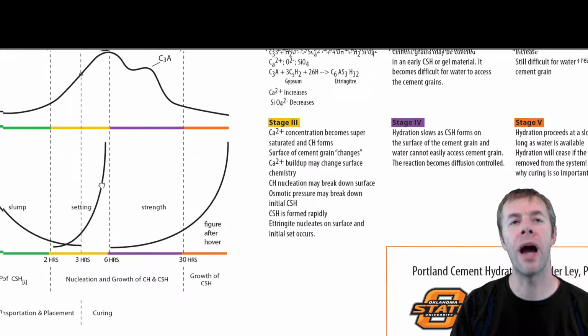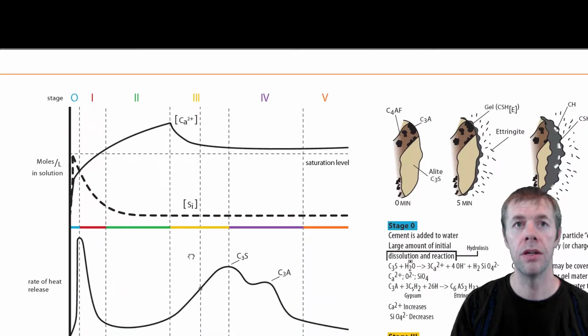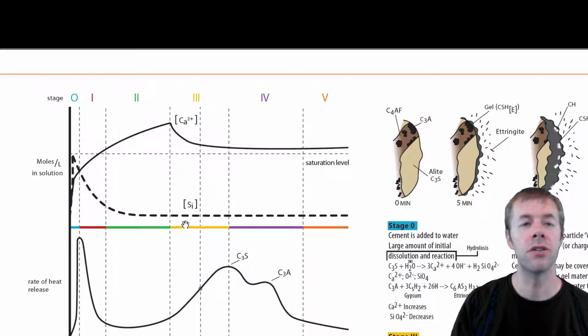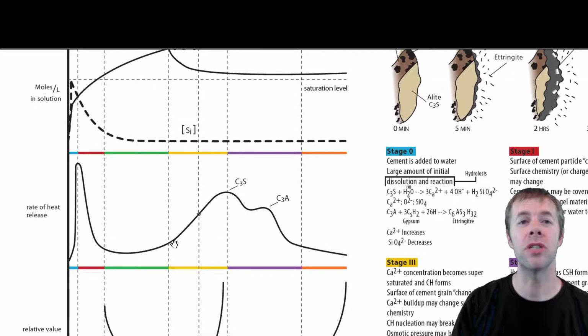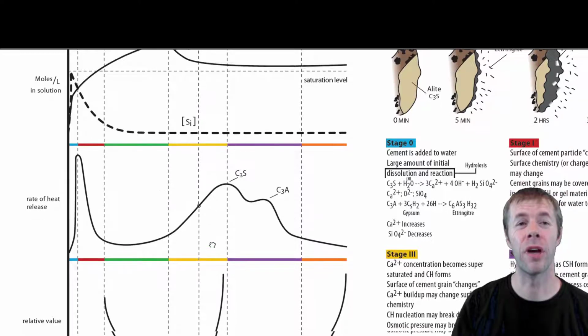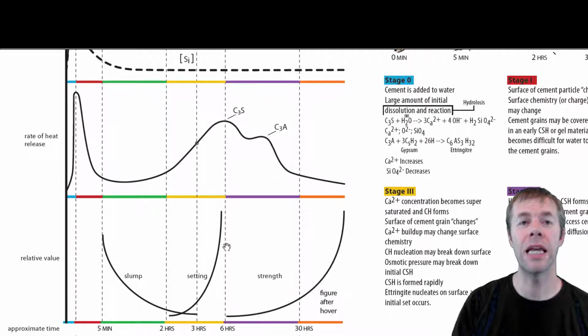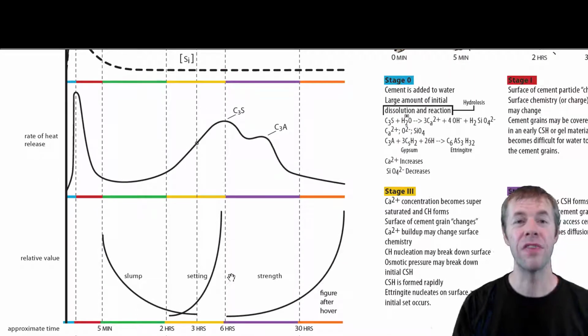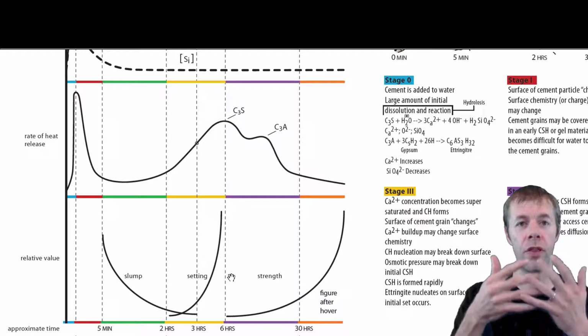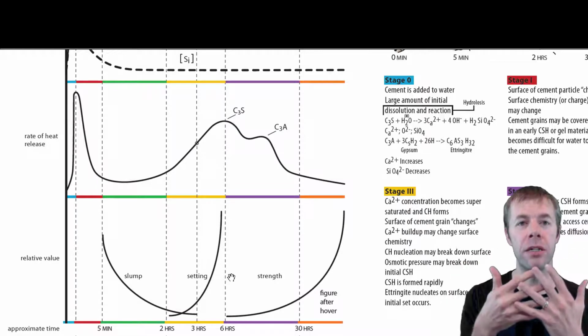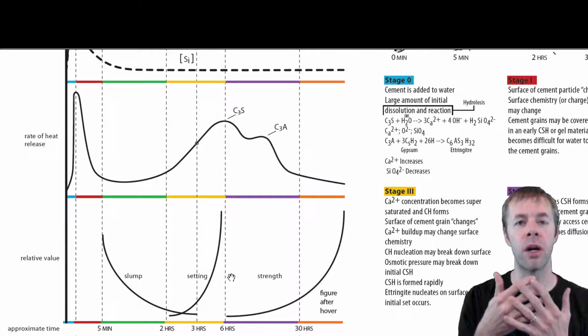So let's look at the graphs. Again, we're in stage 3. Calcium level starts to drop. Silicon level in solution never gets high, but we start to see this rate of heat given off. Tons and tons of heat given off. That means things are dissolving. This setting goes up. That means things start to interact with one another. There starts to be impingement on these different hydration products.